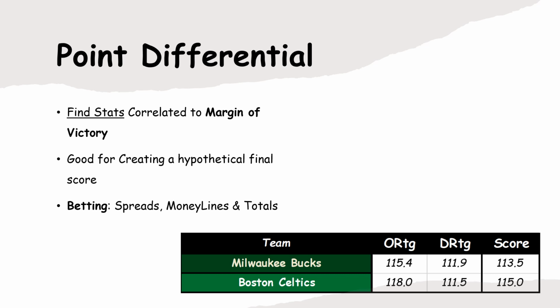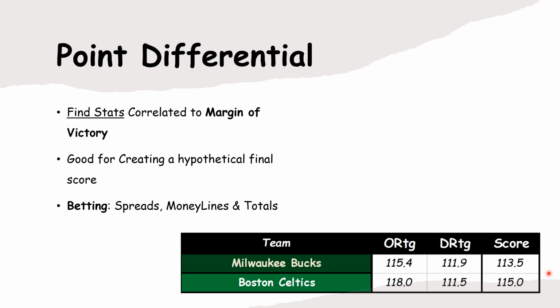Next, this would be good for creating a hypothetical final score. In the betting world, this is used consistently to bet spreads, money lines, and totals. And as you can see from the bottom illustration, we showed you this in the beginning of the presentation. This would be an example of a point differential model. As you can see right here, the final score will give you two types of bet. Well, it can give you all three types of bets.